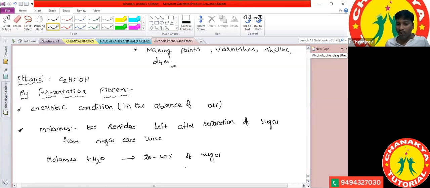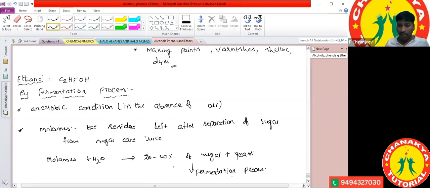For this molasses, containing 20 to 40% of sugar, we are adding yeast. After adding the yeast, it undergoes the fermentation process.